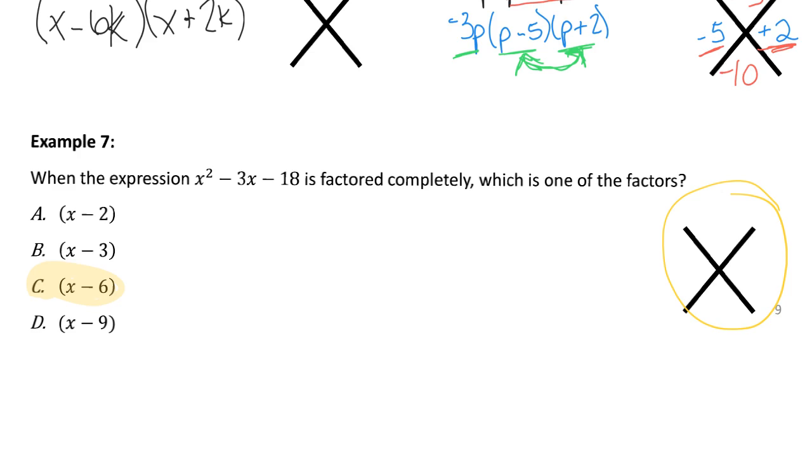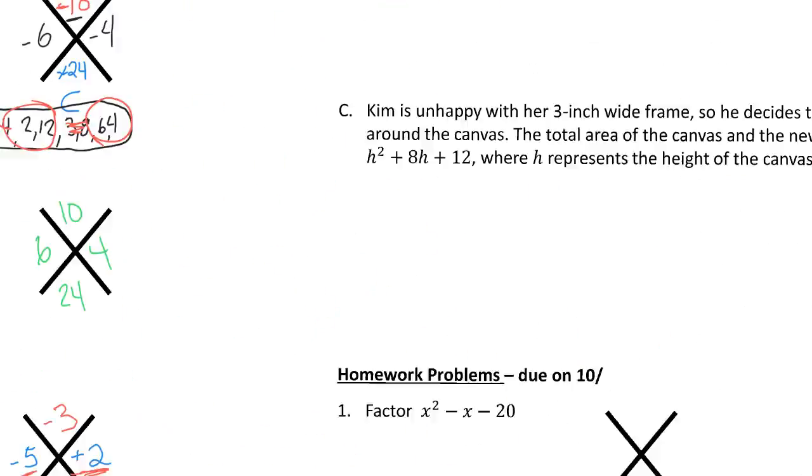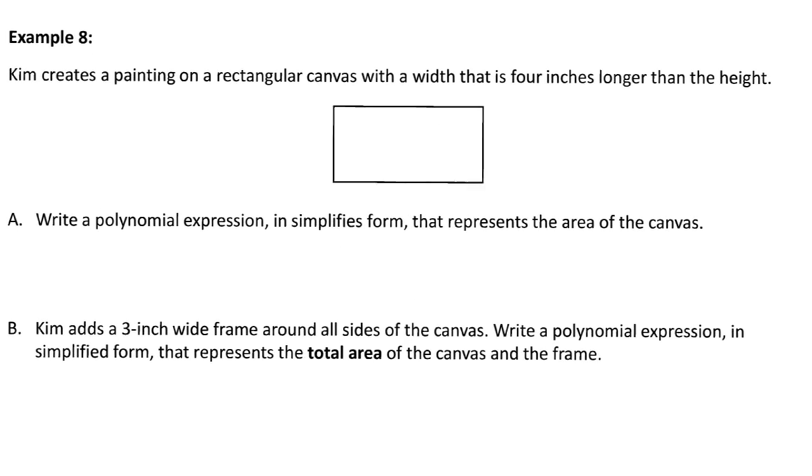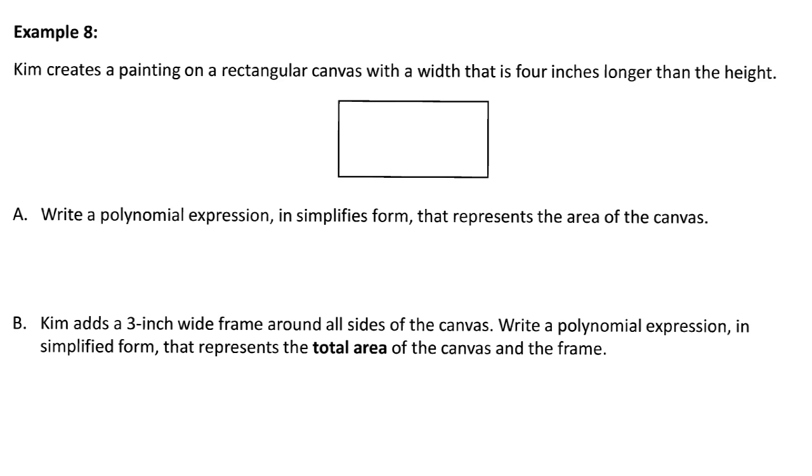Example number 8. This one's going to be kind of long, so bear with me. Okay, so I want you to read the beginning and letter A. Take a moment and read the first sentence. Okay, so we want to find the area, and we're given the width and the height. It says that the width is 4 inches longer than the height.